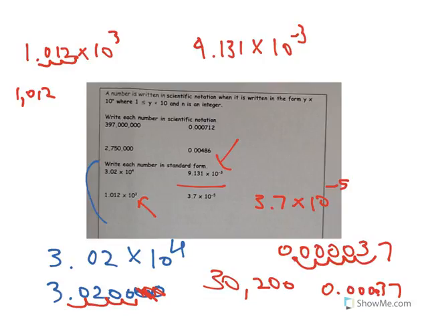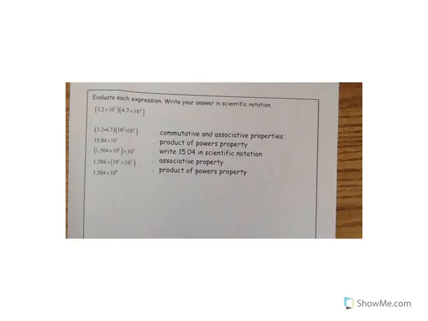So it's got to be 1. And if you want to add zeros when you need to, you can. 1, 2, 3. So my answer is going to be 0.009131. That's it written in standard form. So let's look at this.